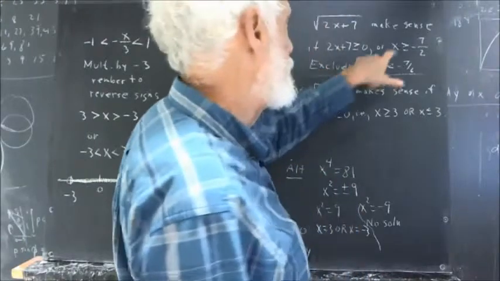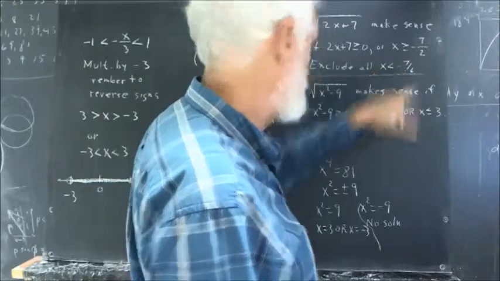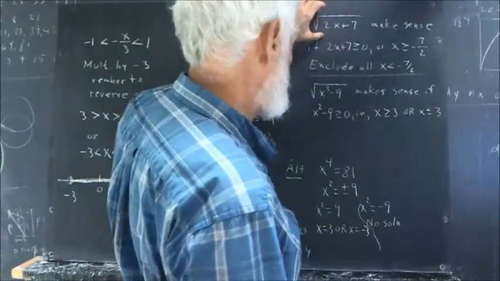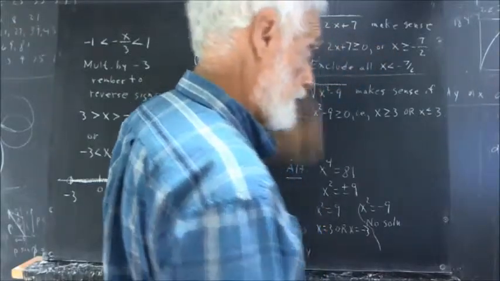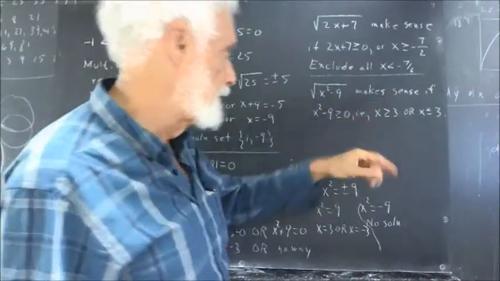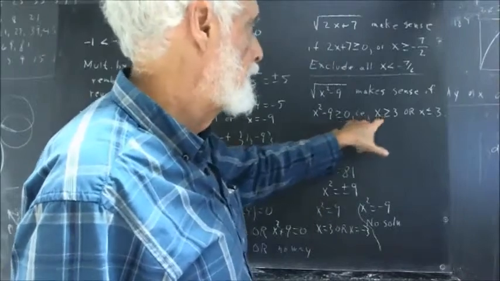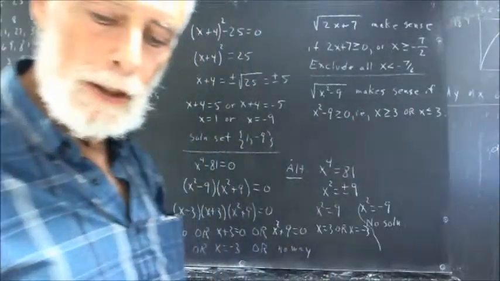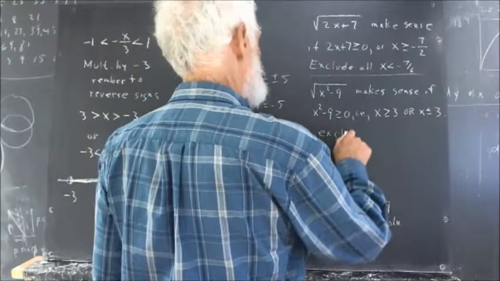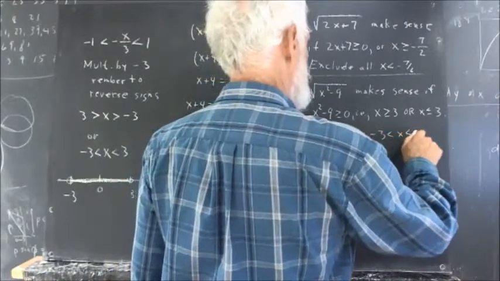We have to exclude all other values, and that would be all values of x which are less than negative 7 halves. So these values are good. These values are in the domain of this expression. These values are excluded from the domain. Similarly, the square root of x squared minus 9 makes sense as long as x squared minus 9 is greater than or equal to 0. That is, x greater than or equal to 3 or x less than or equal to negative 3. We want to exclude negative 3 less than x less than 3.